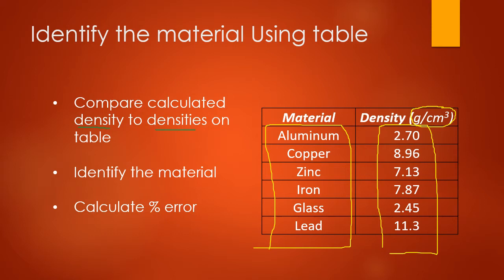Once you know what the material is, you're going to identify the material, so write it down. For instance, if you calculated a density that was close to the density of iron, you would then write the material is iron. At that point, you can calculate your percent error.